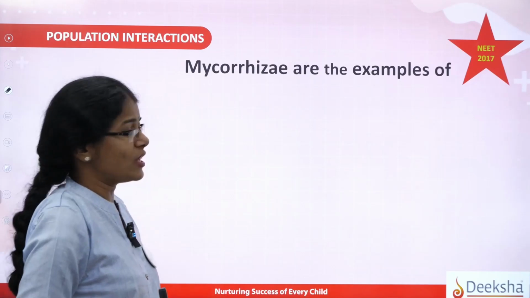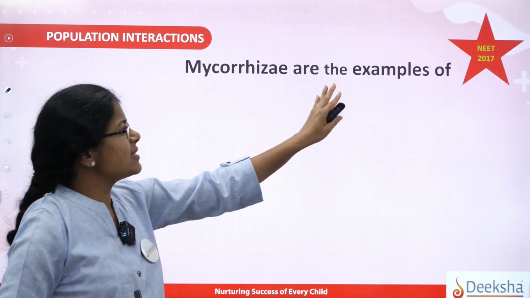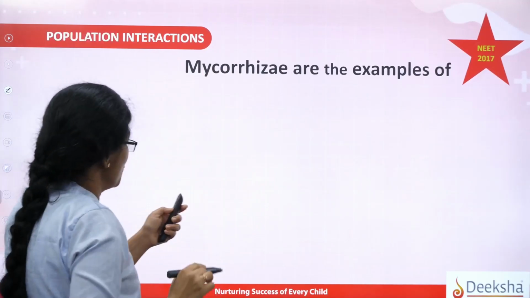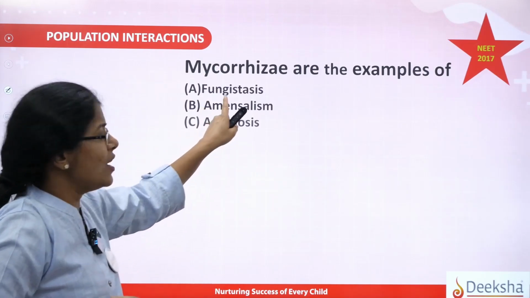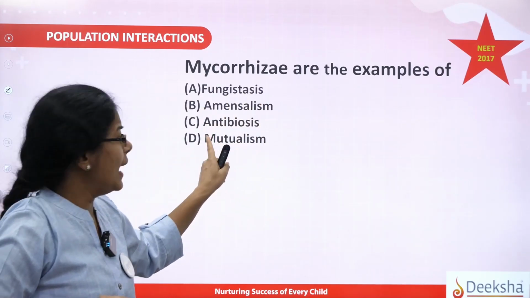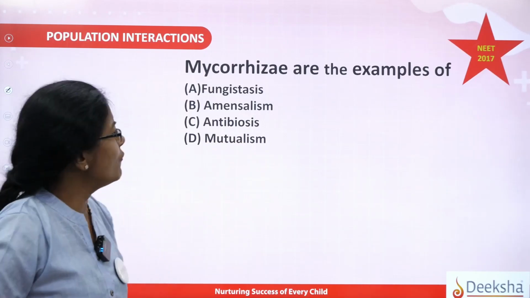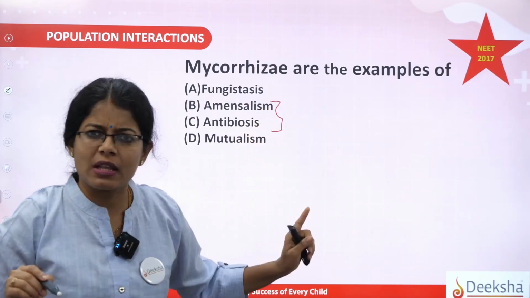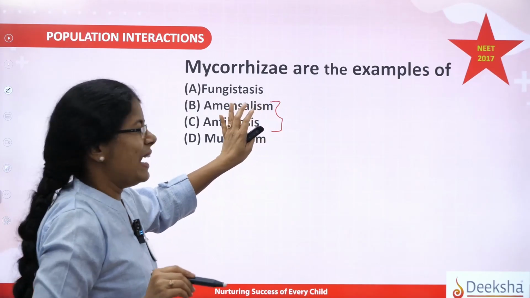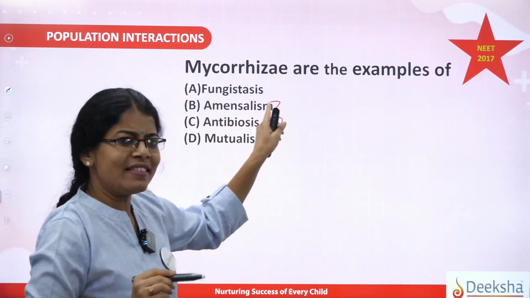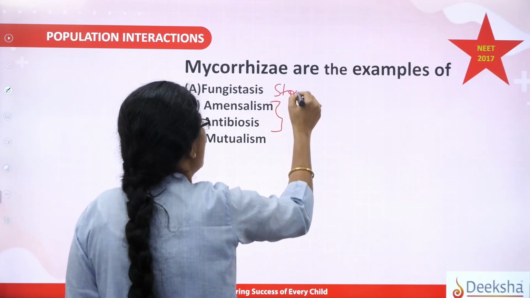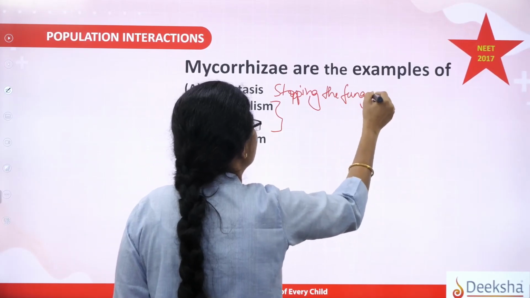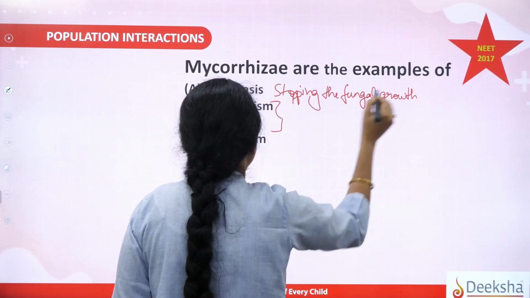And here we go with the first question. Mycorrhizae are the examples of. So mycorrhizae is actually a structure. Mycorrhizae appears to be an example of, and the options are fungistasis, amensalism, antibiosis, mutualism. Now before I go to the actual answer, let me speak about this. Students, we are going to learn about this in our next slide, okay? So we'll leave it here itself and I give you a hint, this is not the answer. Fungistasis means stopping the fungal growth. Correct? And left out is mutualism.